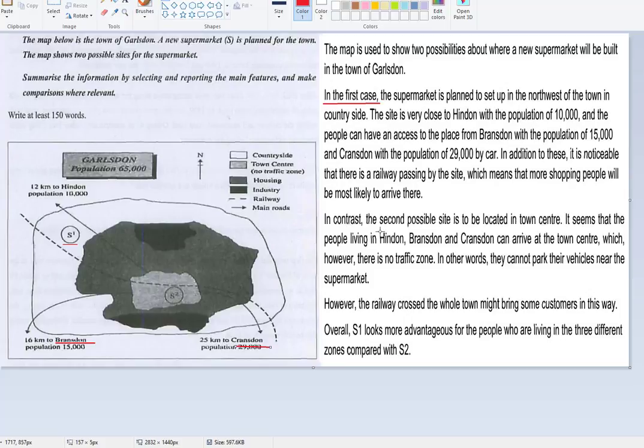In contrast, the second possible site is in the town center. Okay. Which, however, there's no traffic zone, so they cannot park their own vehicles in the supermarket. Well, this is kind of repeating the same idea. However, the railway across the whole town might bring some customers in this way. Okay.